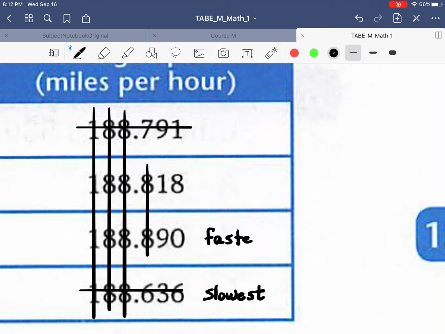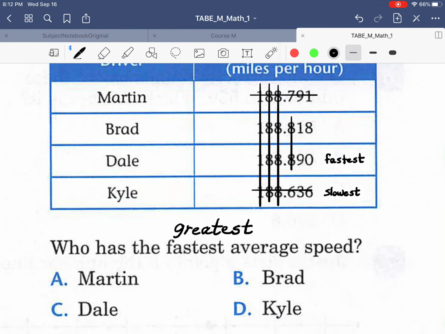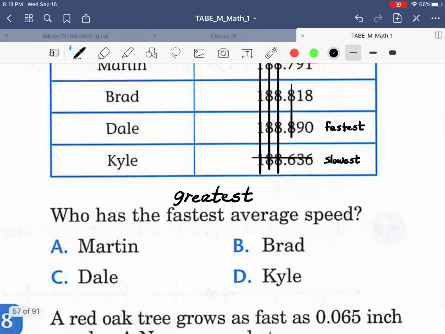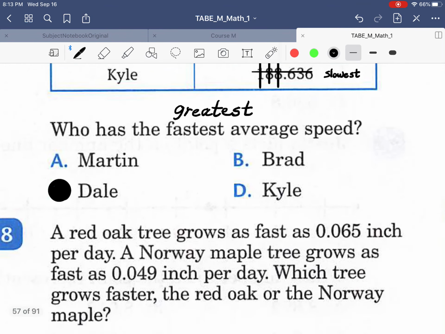You just have to use the process of elimination and some logic there. So Dale looks like the fastest driver. The answer to number 7 is going to be Dale. That is C. Again, I didn't have to do any math. I just had to rank those in order.